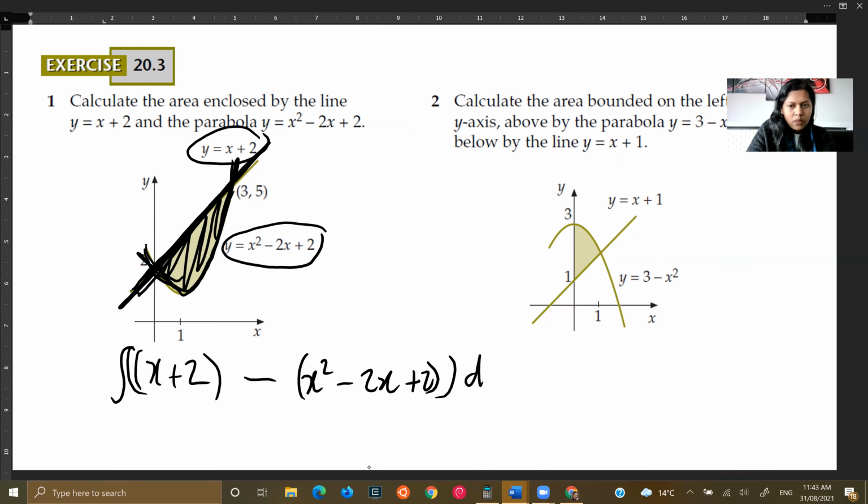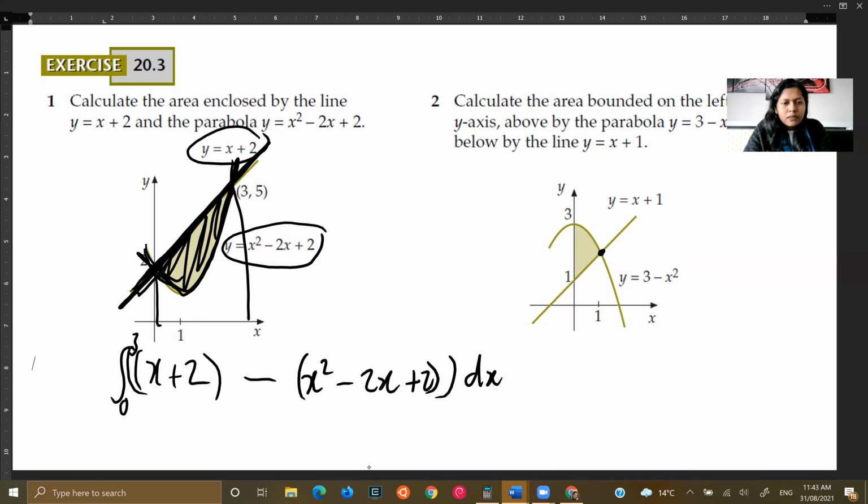The next bit is I need the limits, or that point and that point. We can actually see that one of the limits is x equals 3, so I'm going to put that in, and you can see the other one is 0. Sometimes that's not clear. Sometimes you actually have to work it out, in situations like this where you have to find the points of intersection.